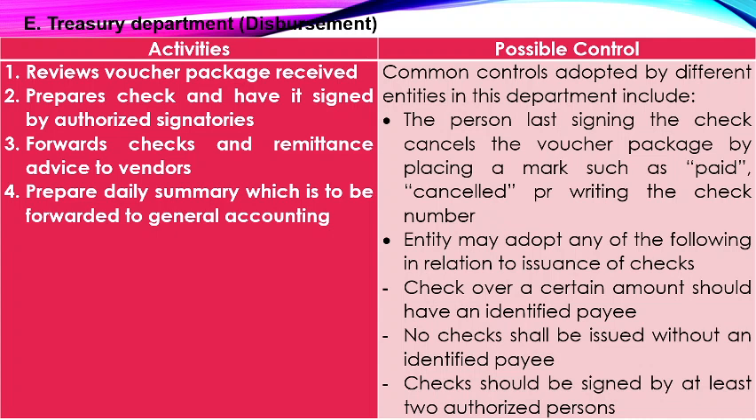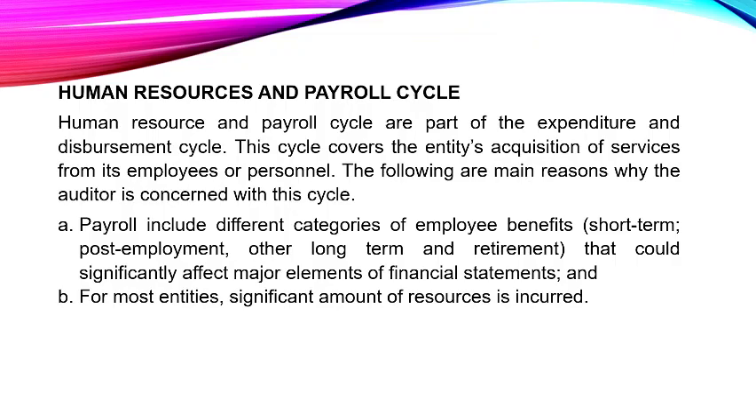So, an entity may accept any of the following in relation to the issuance of checks. Checks over a certain amount should have an identifiable payee. No check shall be issued without an identified payee, and checks are to be signed by at least two authorized persons. These are the controls for checks, no?